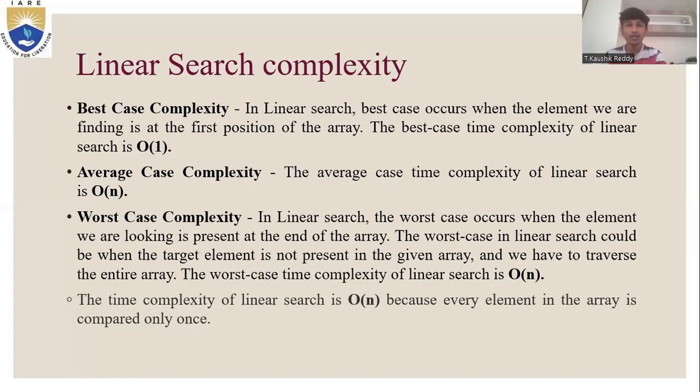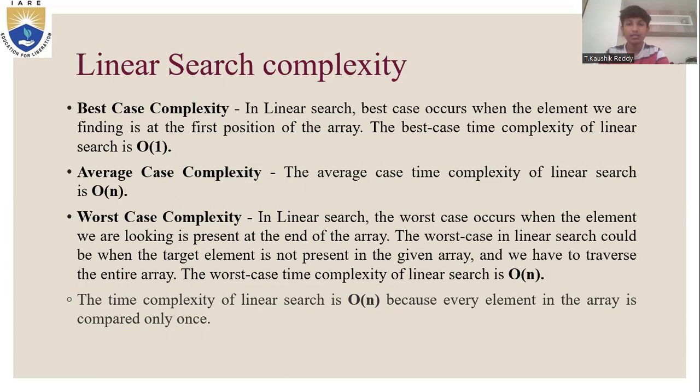Next, linear search complexity: best case complexity, average case complexity, and worst case complexity. The best case in linear search occurs when the element we are finding is at the first position of the array. The best case time complexity of linear search is O(1). Next, the average case time complexity of linear search is O(n). Worst case complexity: in linear search, the worst case occurs when the element we are looking for is present at the end of the array.